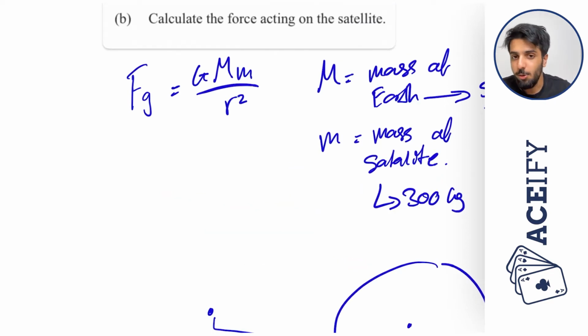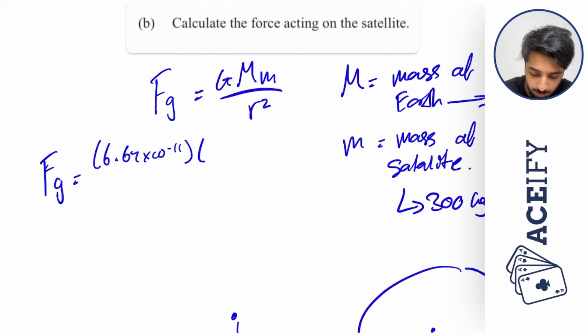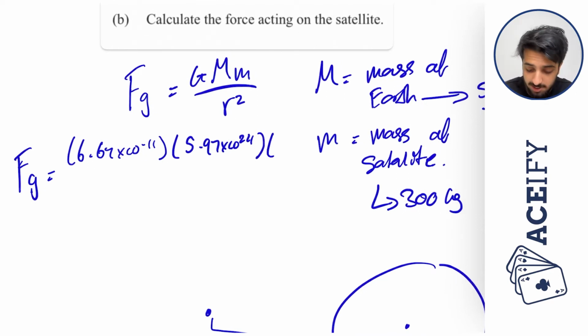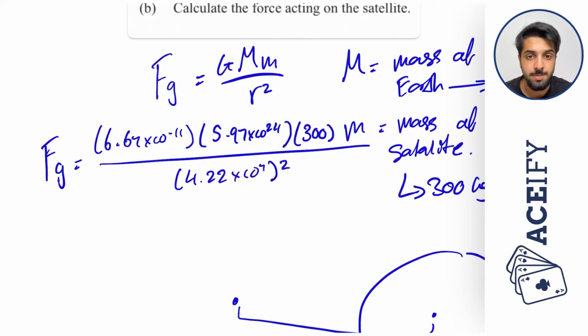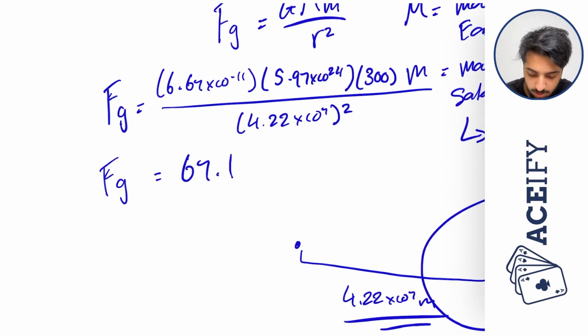Right there. So now that we have all our values, because G is just a constant, we can plug it in to find our Fg. So we know that Fg is equal to our gravitational constant, which is 6.67 times 10 to the negative 11, times our big mass, which is 5.97 times 10 to the 24. Remember, that's just the mass of Earth, times our little mass, which is the mass of the satellite, which is 300 kgs. And that's all over our r squared, which is 4.22 times 10 to the 7, and that is squared. And this gives us a value of Fg as 67.1 newtons.